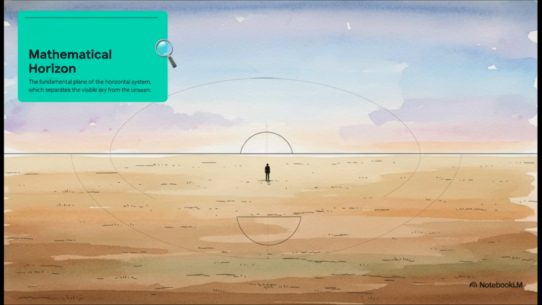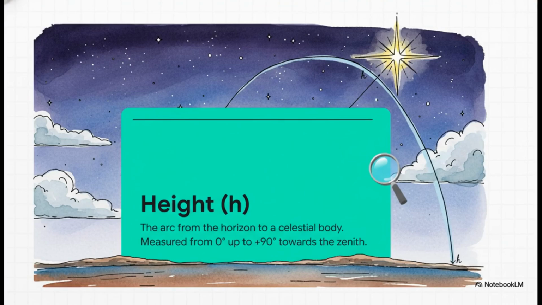Now, I want you to visualize yourself standing in an infinite, perfectly flat field. The horizon is that great circle that separates the dome of the sky you can see from the hemisphere that's below your feet. This plane, this is our starting point for everything else. Our first coordinate is height, which we denote with a lowercase h, just as you see here.